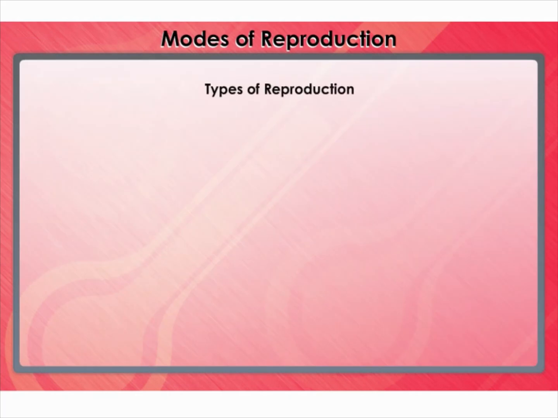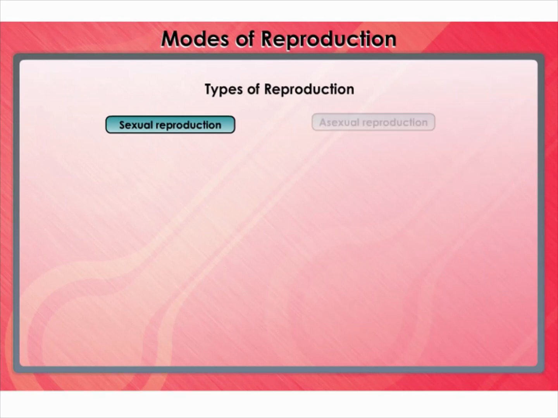There are two modes of reproduction. They are 1. Sexual reproduction and 2. Asexual reproduction.